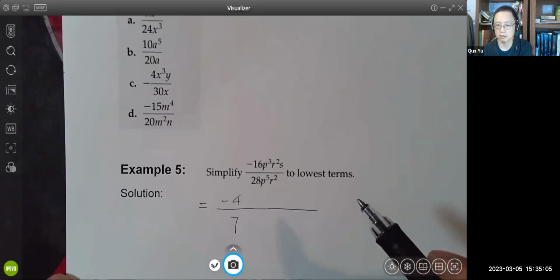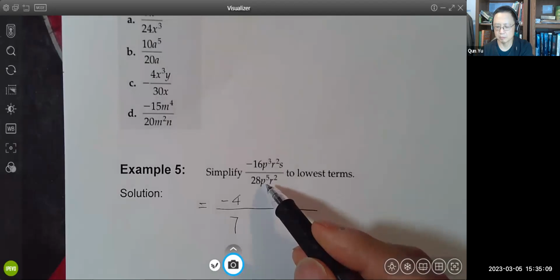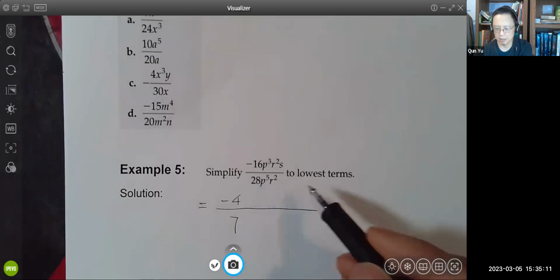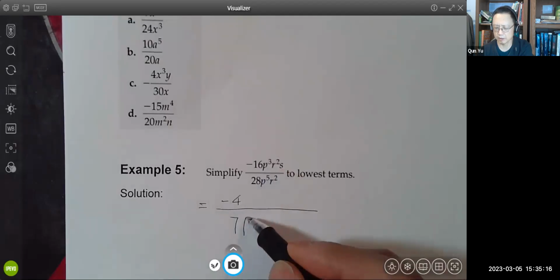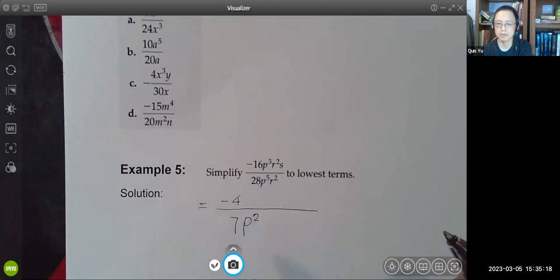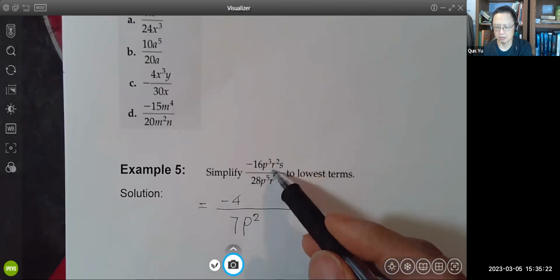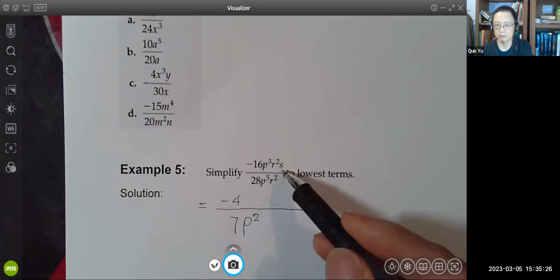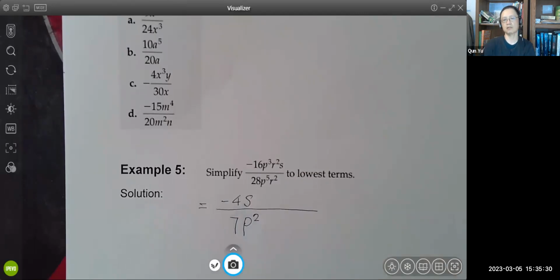Now let's write our variable part. We have p to the 5th on the bottom, and p cubed on the top, right? We have 3 on the top, 3 get canceled. We have 2 left on the bottom for p. How about for r? r is entirely canceled because anything divided by itself is 1. Entirely canceled. We just have s left on the top. So this is our final answer. It's very straightforward.